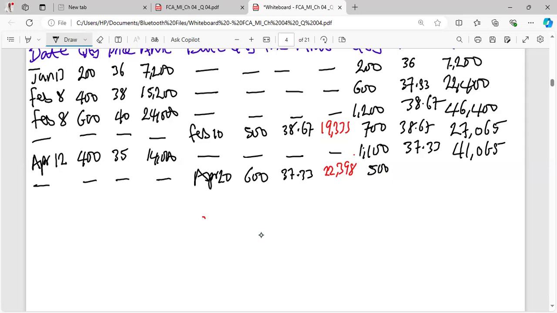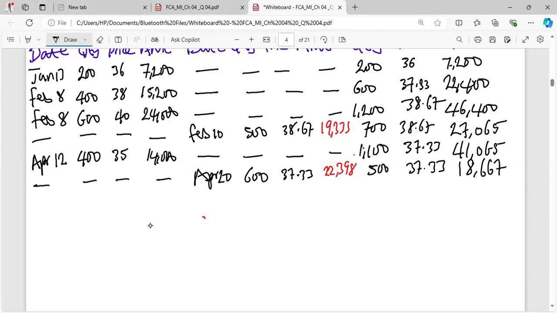Okay. So this will still remain 37.33. And when we minus these two, what do we have? We already have this in our calculator. We take it away from 41,065. That will give us 18,667.